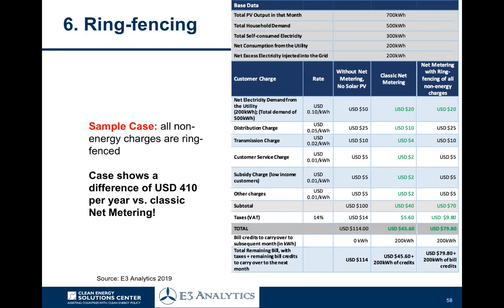You would then have a $20 bill on top, $70 total, with taxes just under $80 if the fees are ring fenced. That means between the classic net metering case and the ring fencing case, it's a difference of over $400 a year just because of the ring fencing. Now that's $410 that the utility is not losing to self-consumption just by tweaking its rate structure.